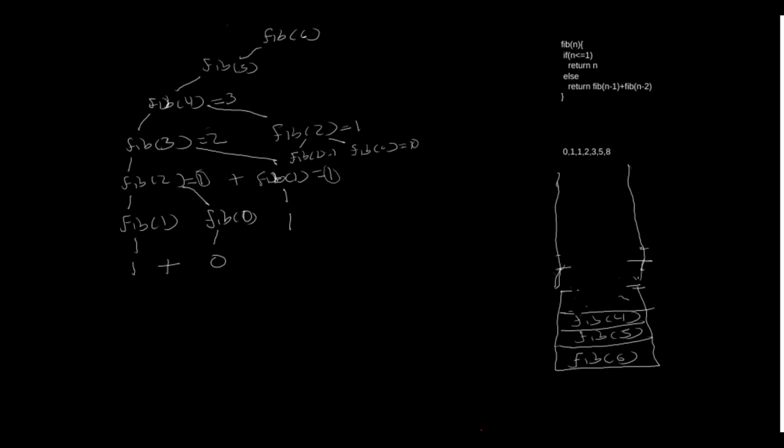Then we go here. So now we pop 4 off the stack. Now fib of 5. So 5 take away 2 is fib of 3.